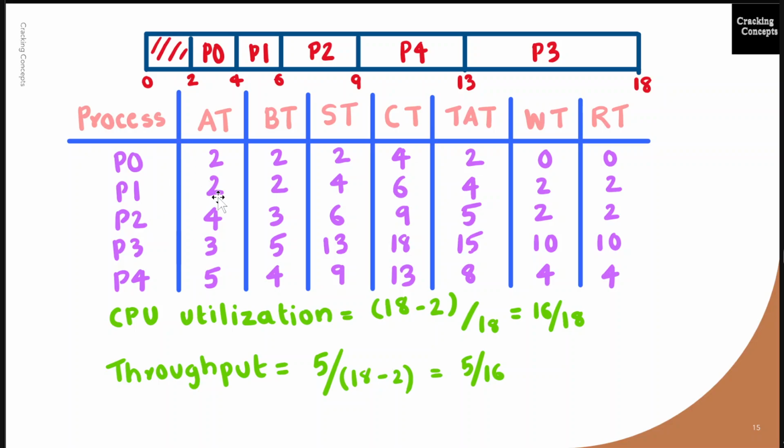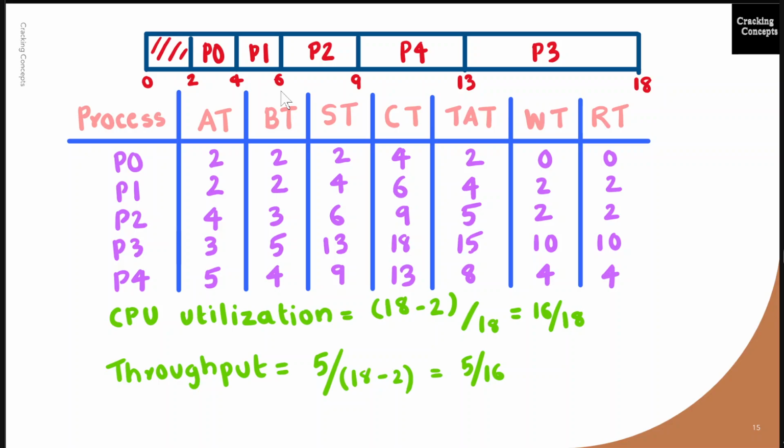Then we have P1 with a burst time of 2. But by now the time is 4. By then we'll have both P3 and P2, which have arrived with the burst times 5 and 3. So when we compare these three, still 2 is the lowest value, so P1 will be executed. Now after its execution the time is 6.